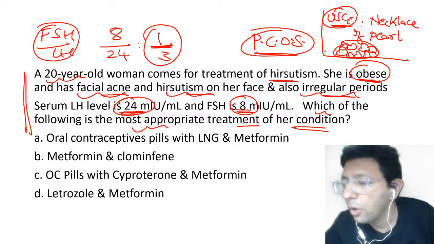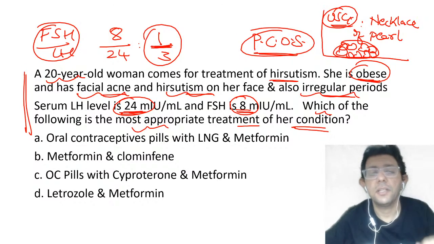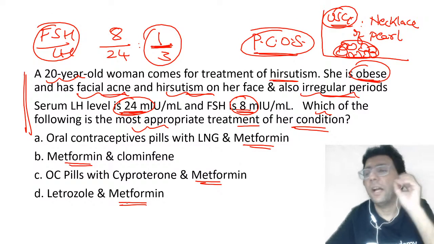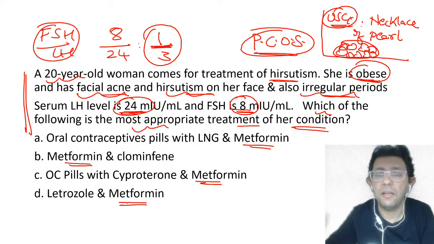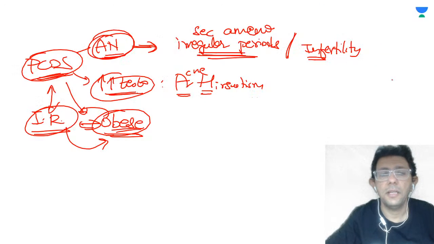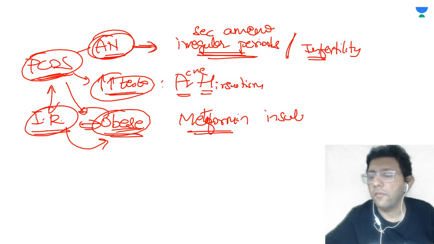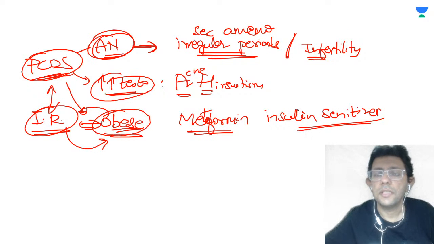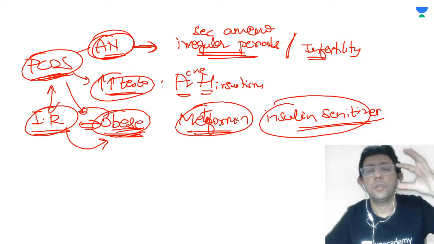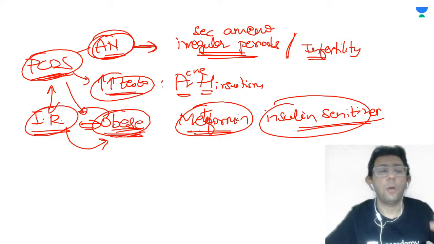Now somebody is saying option A, somebody is saying option C. Please understand one thing: metformin is there in all the options given to you. Why should metformin be given? Anybody? I will definitely give metformin to the patient because she is obese. What does metformin do? Metformin is an insulin sensitizer, and I would like to give it to a patient who has PCOS, specifically if she is obese. Metformin will help the patient to lose weight. Metformin will tackle the problem of insulin resistance.